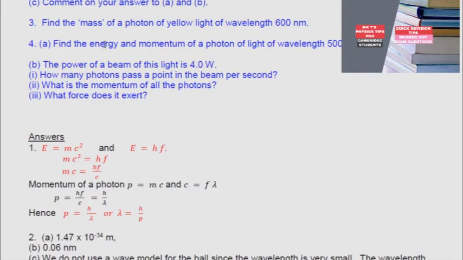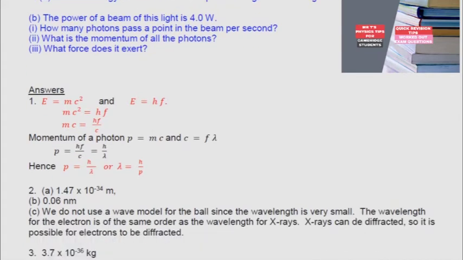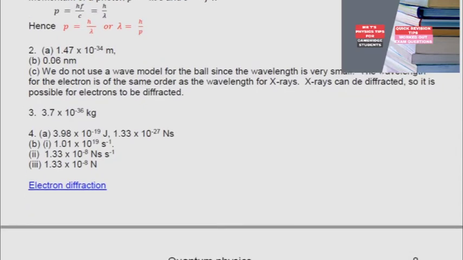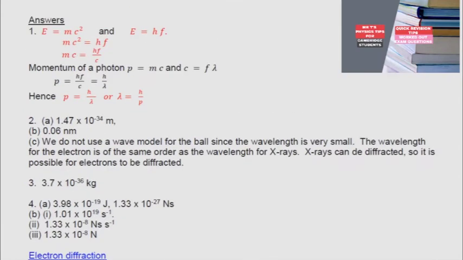So this over that. Then 2, what is the momentum of all the photons? Then you're just dividing by c, the value that you got, and that will be the momentum. Then what force does it exert? Force is equal to change in momentum over time. Since it's per second, it's going to be the same answer as the one that you had before. That's this one. Please let me know in the comments whether you're getting the same answers as I'm telling you.